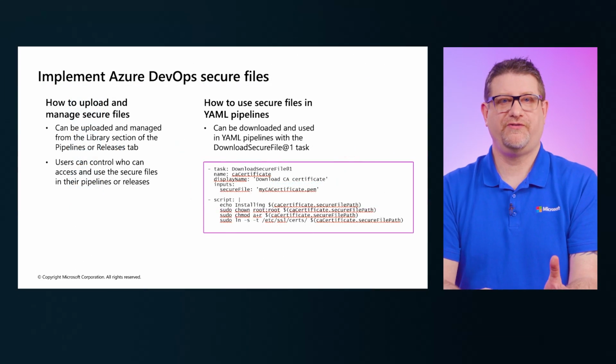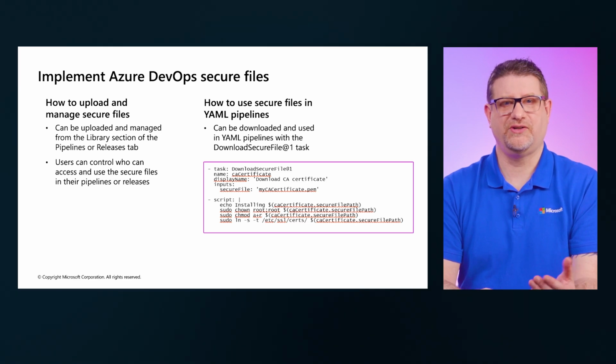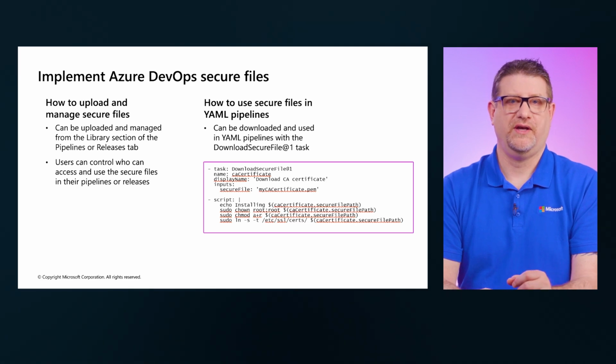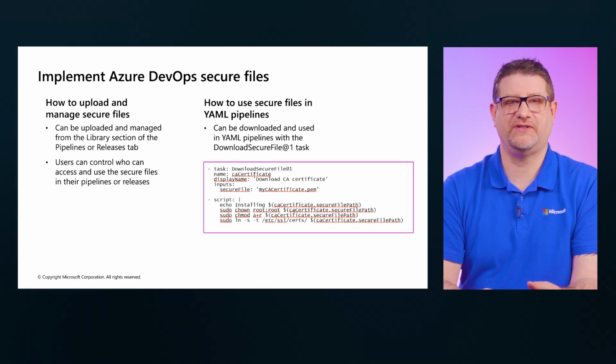Azure DevOps secure files are special files like certificates or credentials that you can upload and manage securely within your DevOps pipelines. These files are stored in the library section and access is tightly controlled, so only authorized users can use them in their workflows. When you need to use a secure file in a YAML pipeline, you can download it with the Download Secure File task, ensuring sensitive information is handled safely and efficiently.